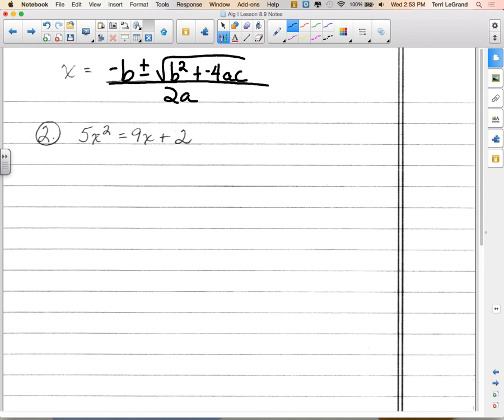Okay, number 2. Is it ready to identify A, B, and C? No. Okay, what are we going to do? You gotta subtract 5x squared. Okay, you want to subtract 5x squared? Alright.